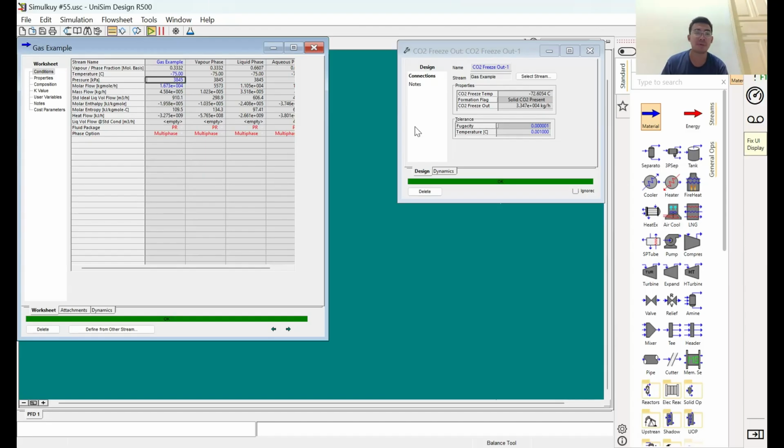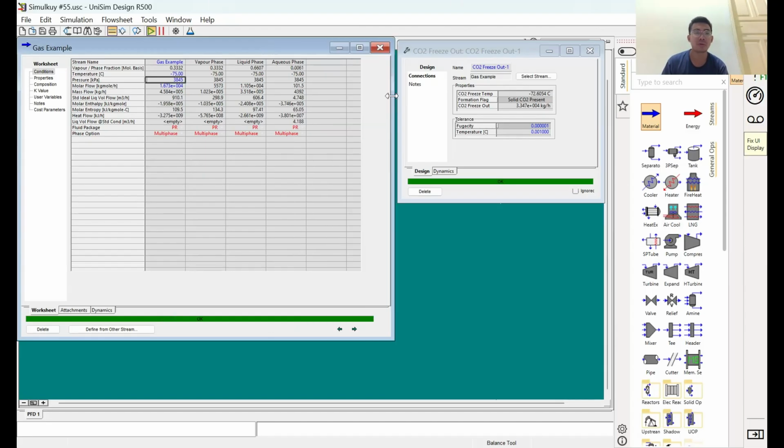However, if you check the phases available here, you will notice that you don't have any solid phase. You only have vapor, liquid, and also aqueous phase. Why? Because the function of this utility is to detect solid CO2, but it doesn't mean that your simulation will have a real solid phase. So this is only a detection to avoid CO2 solid. Even if we reach the temperature of CO2 solid, there will be no real solid formation in the material stream. It is only by the utility.